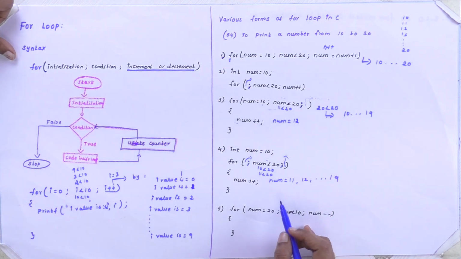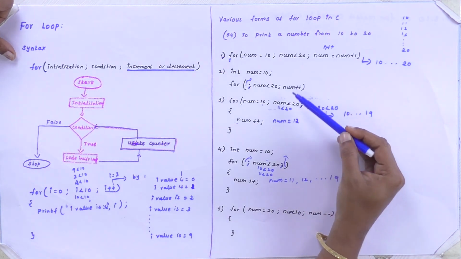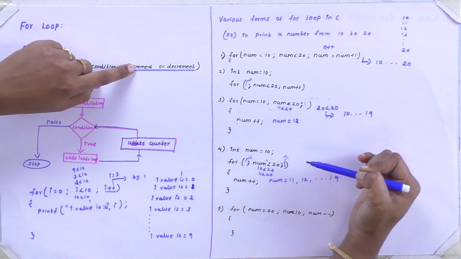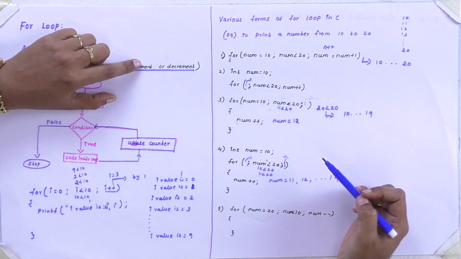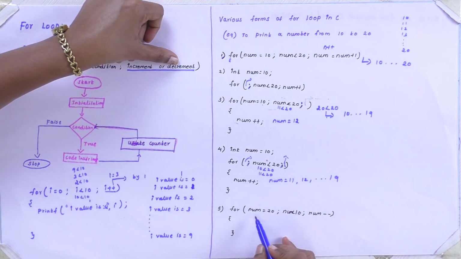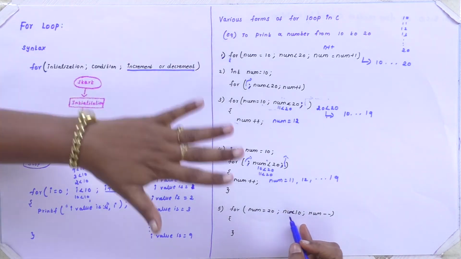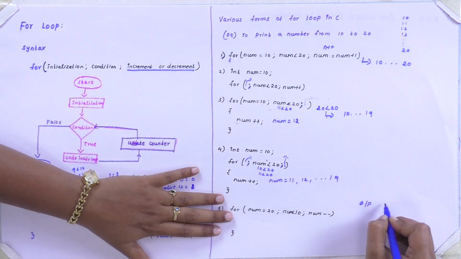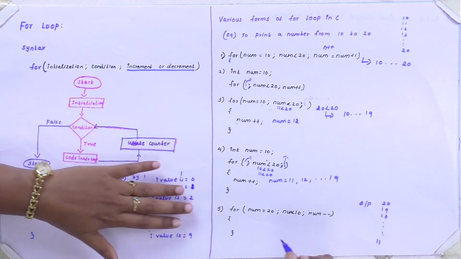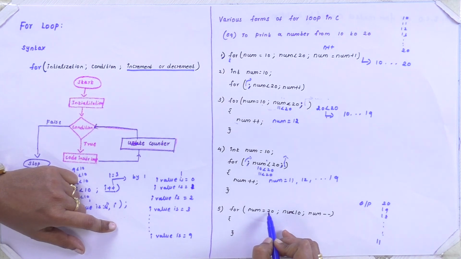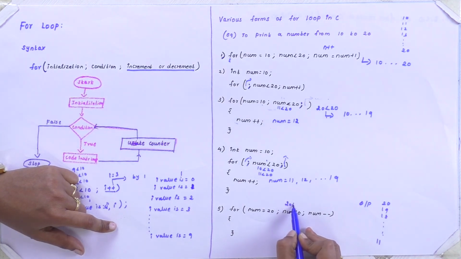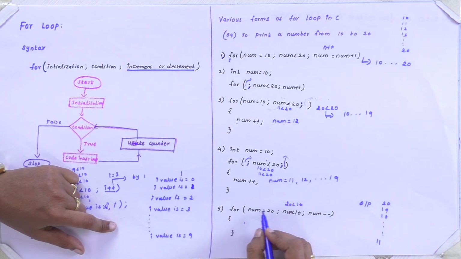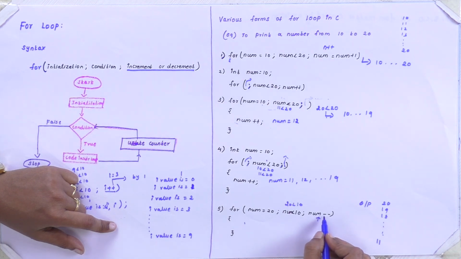Next one, in these cases we saw only increment operators. Instead of using an increment operator, you can also use a decrement operator. In this case I am using num equal to 20. So here the output will be 20, 19, 18. It will print in reverse order. When num value is 20, it will check the condition 20 less than 10. The condition is true. It will come inside the for loop and execute, and it will come for the update counter. Here I mentioned the update counter as a decrement operator.